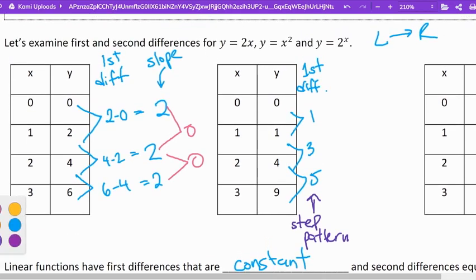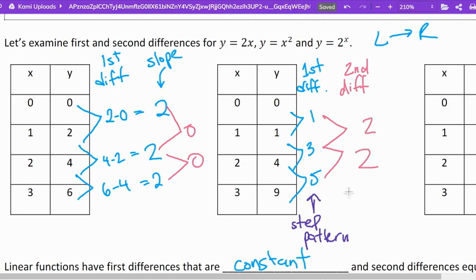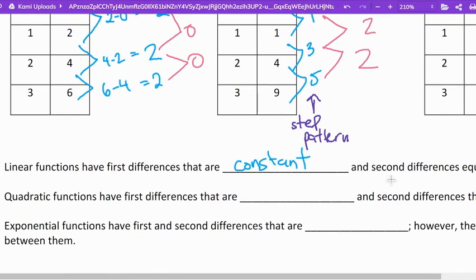All right, well, let's take the second difference because that's just the cool thing to do. And we all want to be really cool mathematicians. Okay, 3 minus 1, 2. 5 minus 3, 2. What if I did 7 minus 5? Okay, so what can we say about the second difference? Constant. Good. So let's write that down.